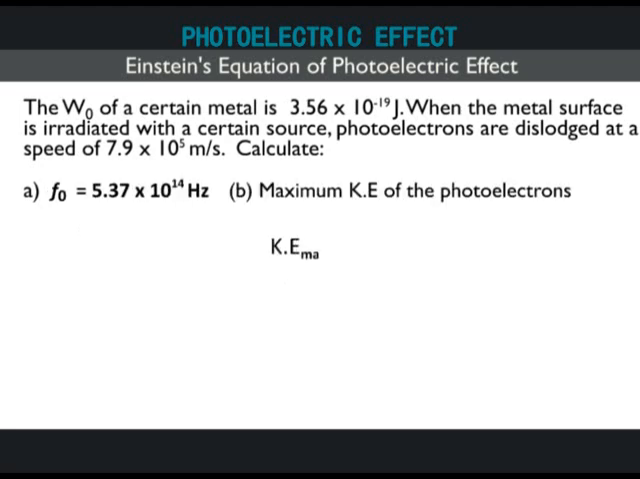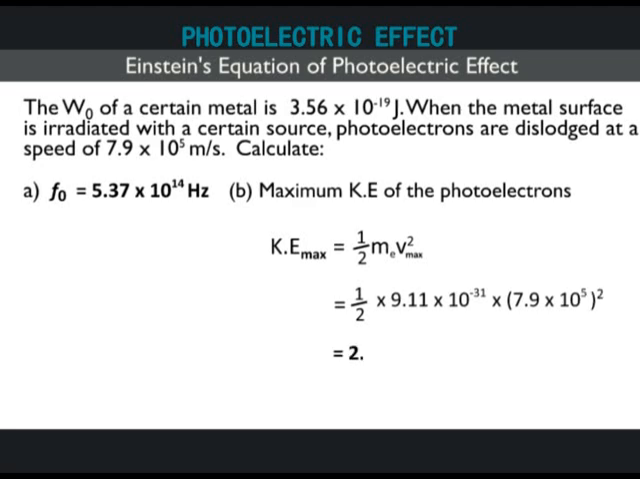Maximum kinetic energy is equal to a half me Vmax squared. That is a half times 9.11 times 10 to power negative 31 times 7.9 times 10 to power 5 squared. That gives us 2.84 times 10 to power negative 19 joules.